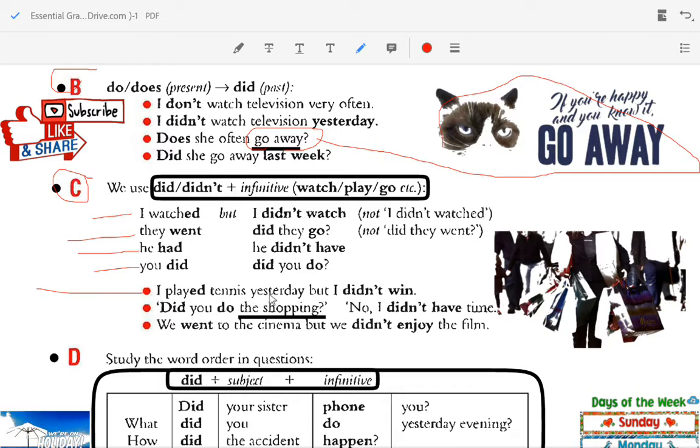I played tennis yesterday, but I didn't win. Did you do the shopping? No, I didn't have time. In this picture, we went to the cinema, but we didn't enjoy the film.